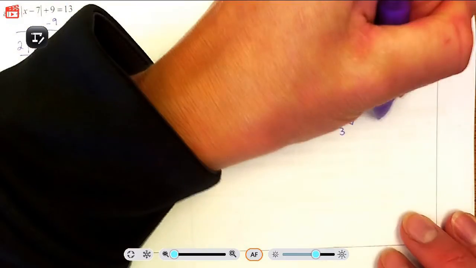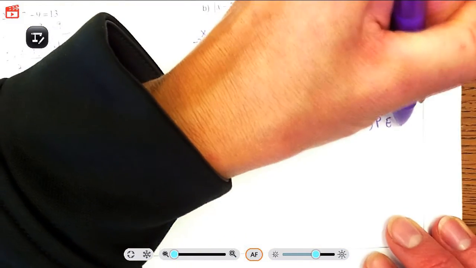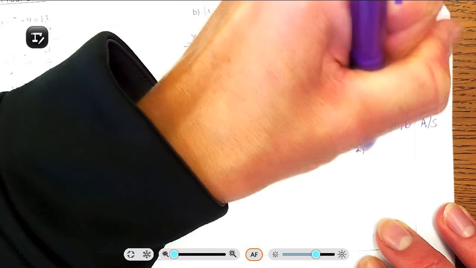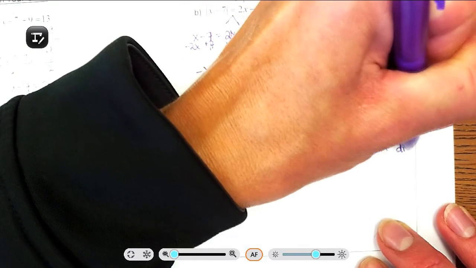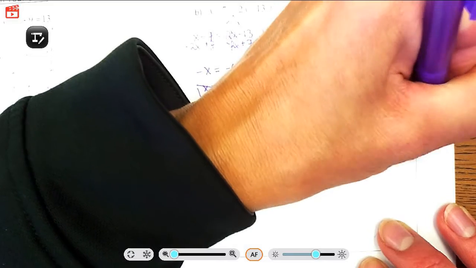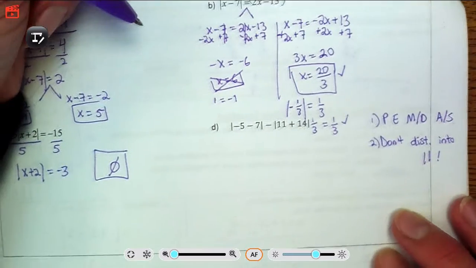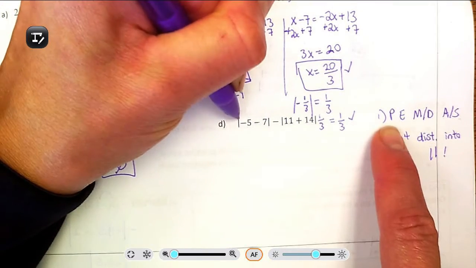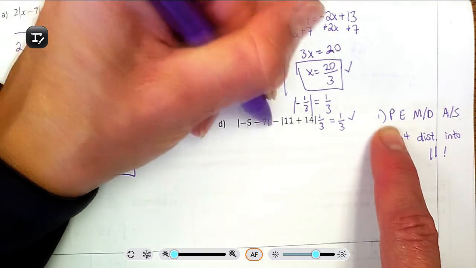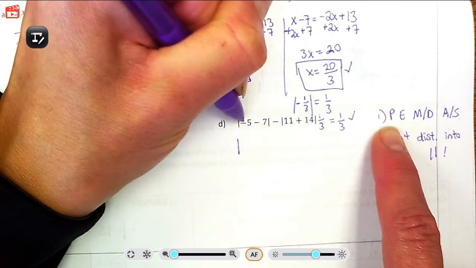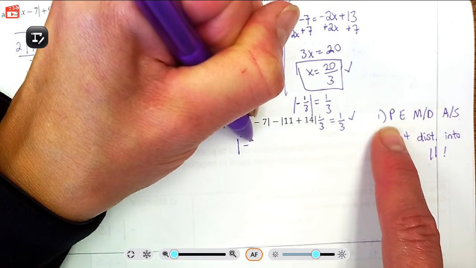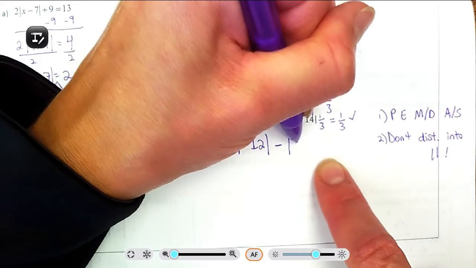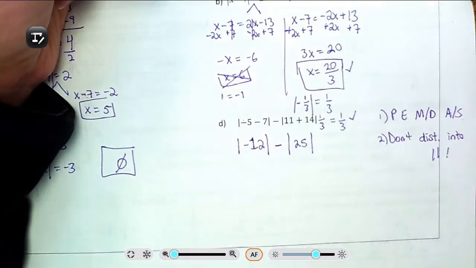Okay, remember when we simplify, we want to use parentheses, exponents, multiplication, division, addition, subtraction, and we don't distribute into the absolute value bars. Okay, so let's work with parentheses. Parentheses means inside the parentheses, or in this case, inside these absolute value groupings. So the absolute value of negative 5 minus 7 is negative 12. Minus comes down. 11 and 14 gives you 25.